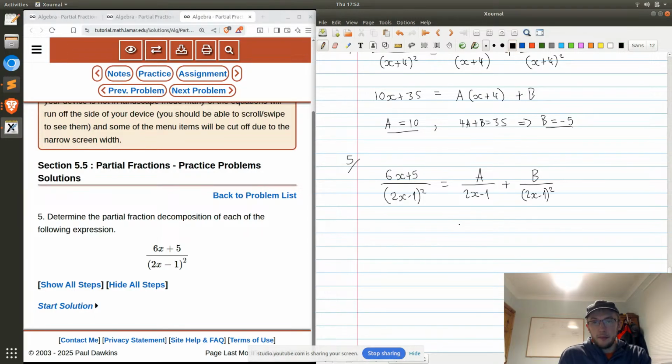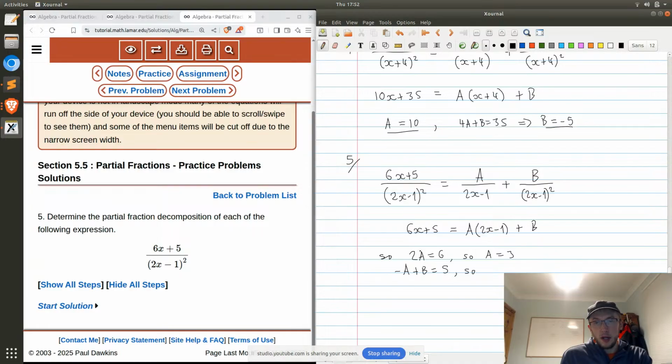So what does that mean? That means that a times 2x minus 1 plus b has to match and equal the numerator of this. Like that. So what do we conclude when we match the pieces together? We see that 6 must equal 2a. So a is 3. And negative a plus b is equal to 5.